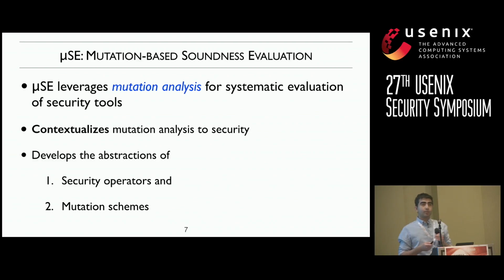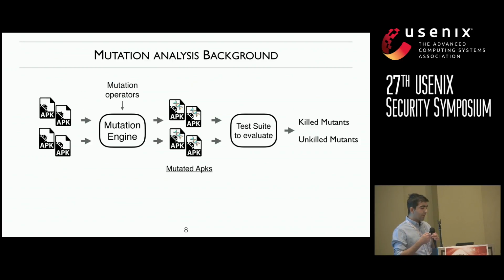Let's first briefly discuss mutation analysis. Mutation analysis consists of a mutation engine, which takes applications as input and makes small, specific, and strategic changes to it, and generates a set of mutants of that application. Those small changes are the mutation operators, which represent faults that test suites are designed to catch. So the test suite is run against these mutants.